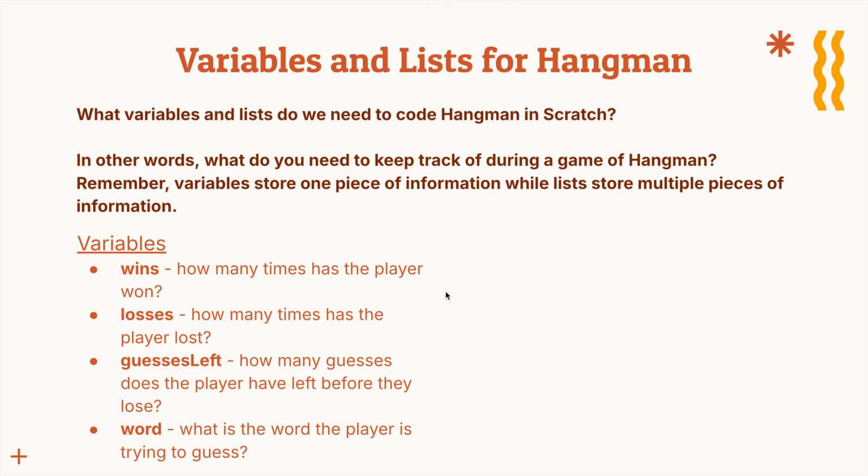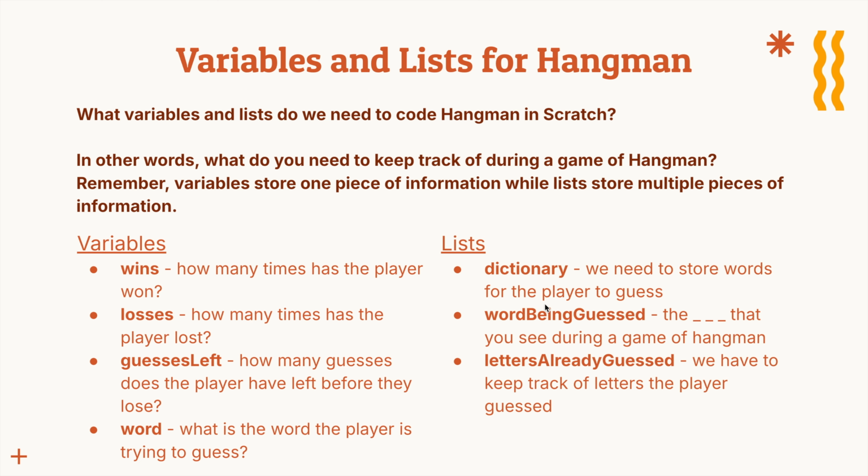Okay, next let's go over the lists you will need. First of all, you will need a dictionary because we need to store words for the player to guess. And every time you start a new round, the computer will choose a random word and that will be the word you're trying to guess.